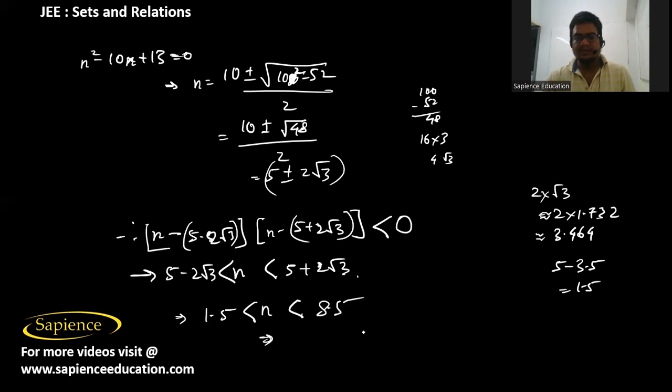So therefore we can say n should be how much? n belongs to Z also, it is told n should be an integer. So n can be 2, 3, 4, 5, 6, 7, 8.